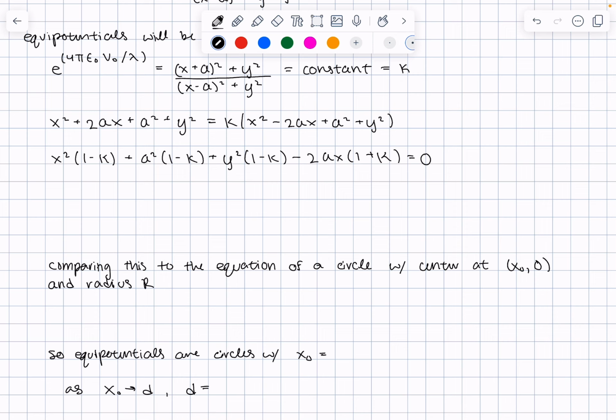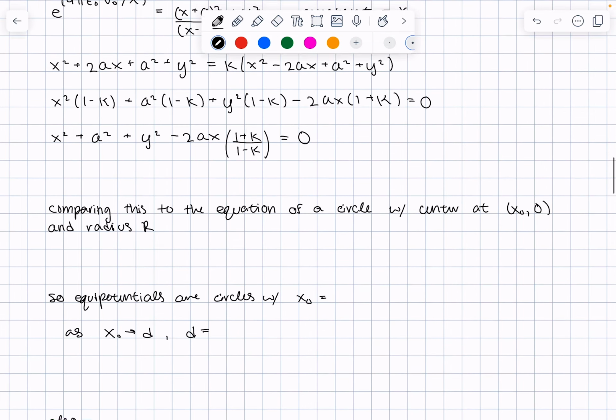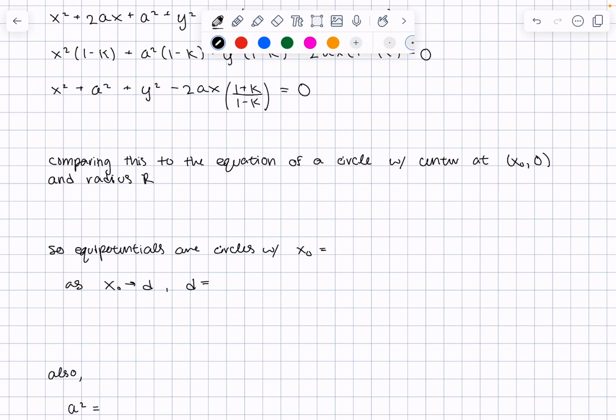And then we can rewrite this further and just say that x squared plus a squared plus y squared minus 2ax times 1 plus k over 1 minus k, right, because we divided everything by our 1 minus k, is equal to 0. And so now it might be helpful actually to compare this to the equation of a circle with its center at x naught, 0, and a radius of r, right?